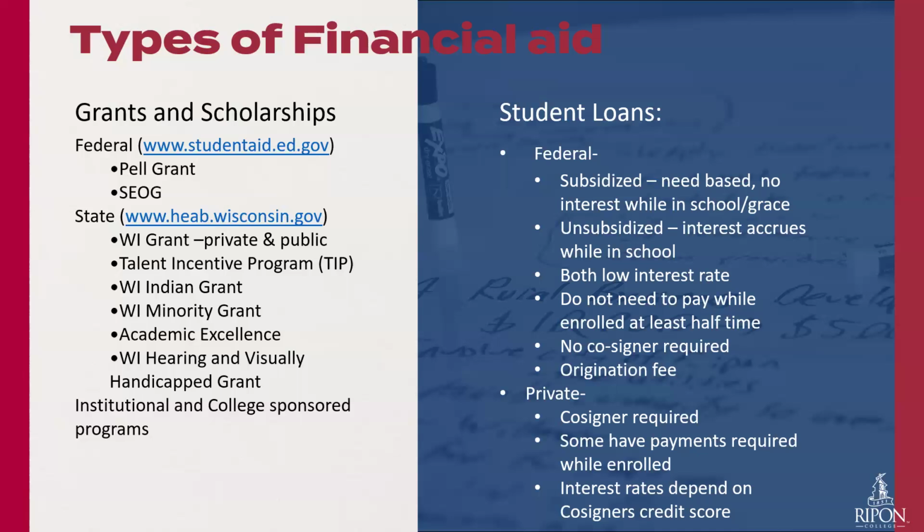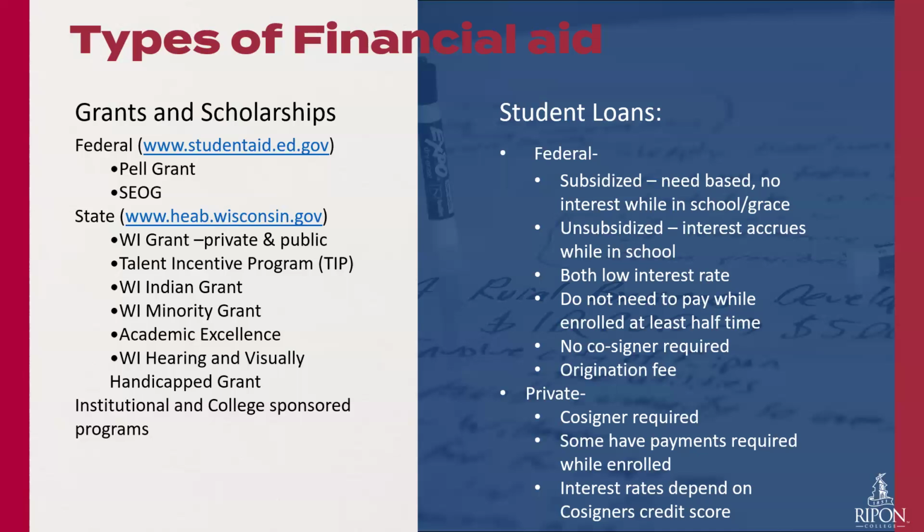And last would be institutional and college-sponsored programs. When the student applies at that college and files the FAFSA, the student will be determined to see if they're eligible for different types of institutional grants and scholarships. And sometimes a student would want to look on the website to see if there's other types of scholarships that they're eligible for as well.